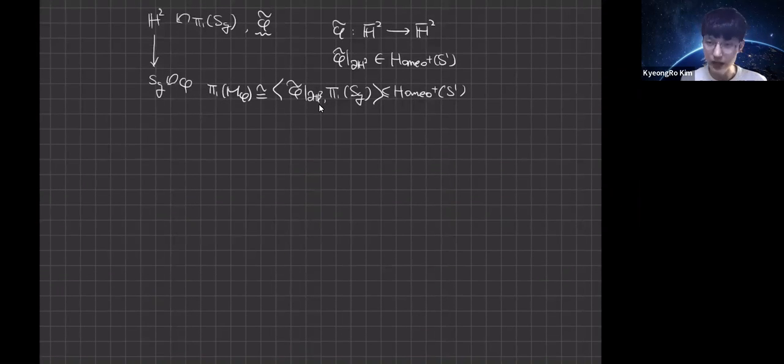Okay, now again we go back to the main question. For the surface case, there is a characterization of the action by convergence group theory. This is the answer for the surface case.